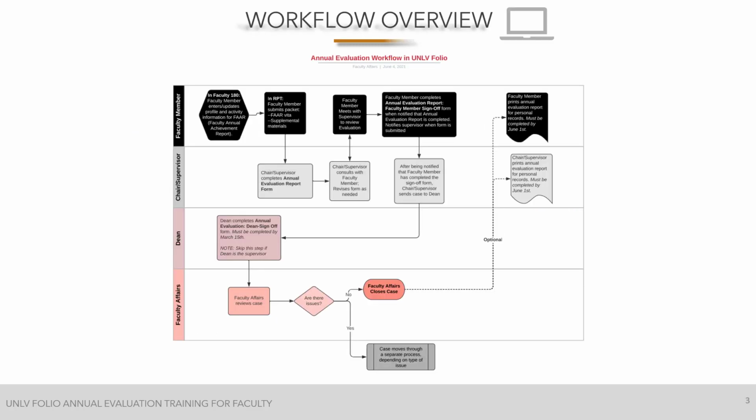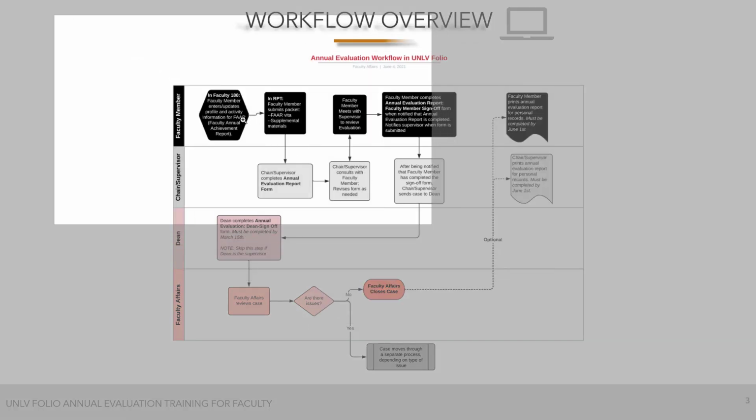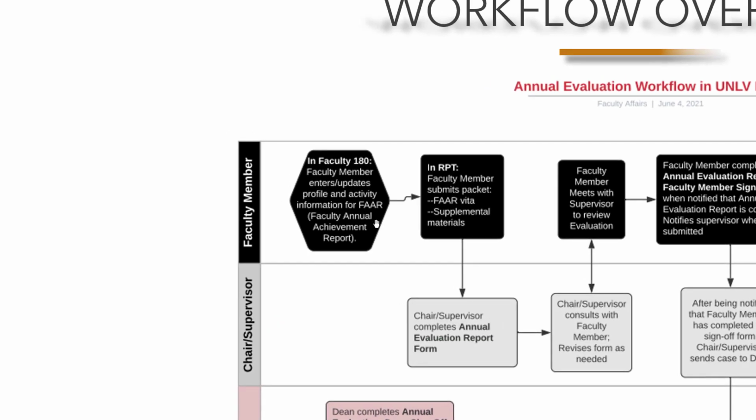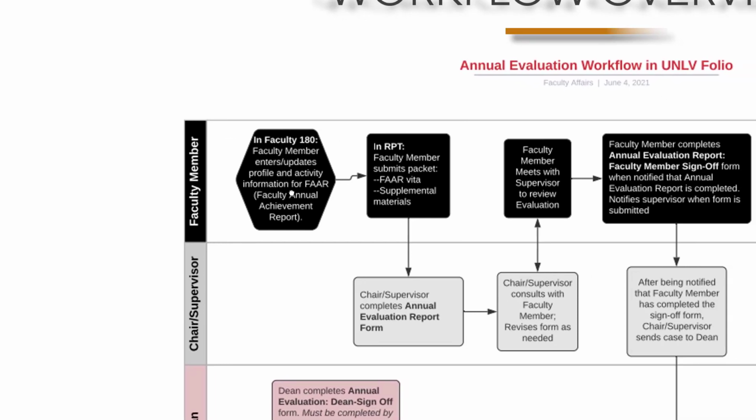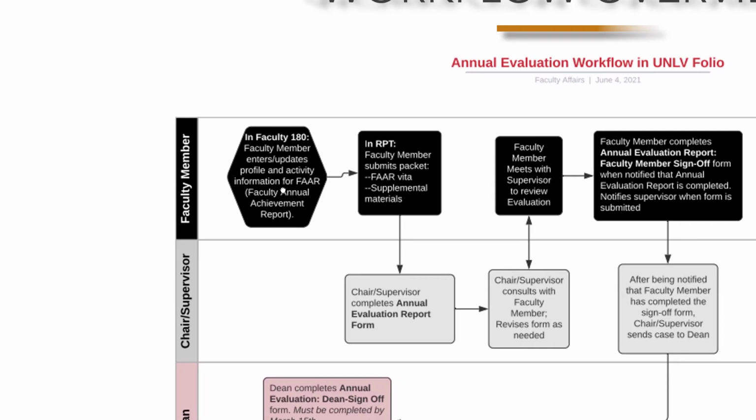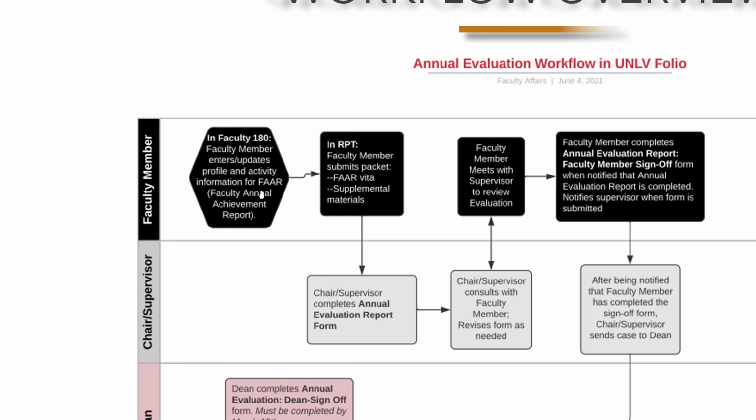There are some exceptions, but for the most part, the same sort of general workflow applies for colleges with departments. Faculty work on updating and adding their achievements into the Faculty 180 profile and activity pages. The review workflow begins once the faculty member submits their faculty annual achievement report containing activities that occurred from January 1st to December 31st.